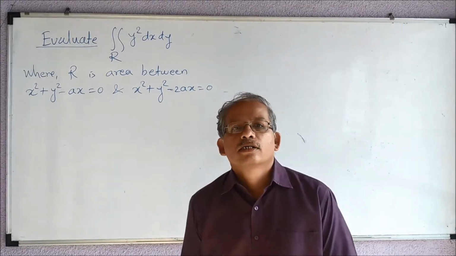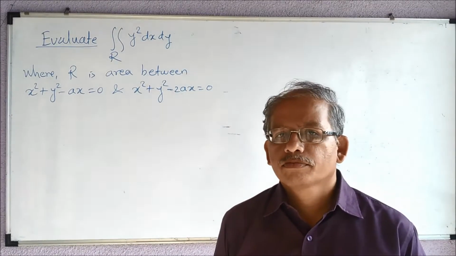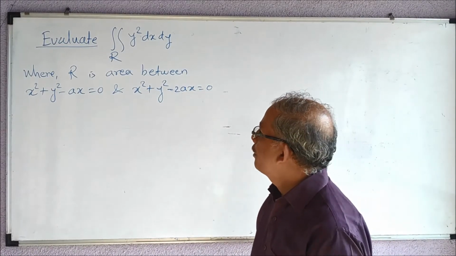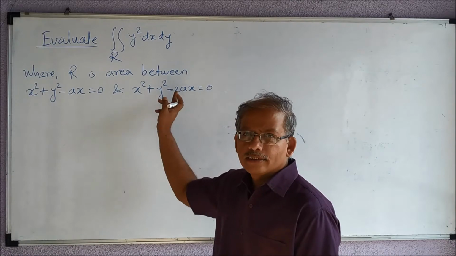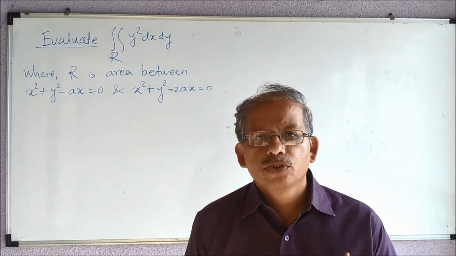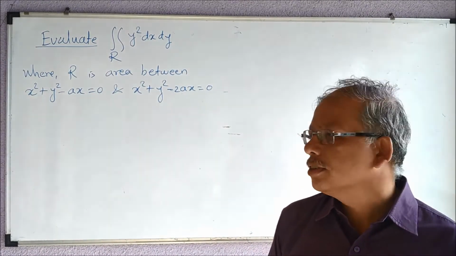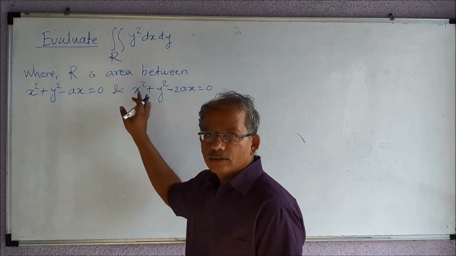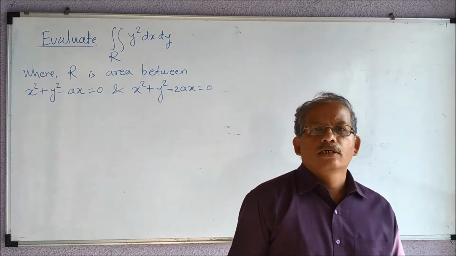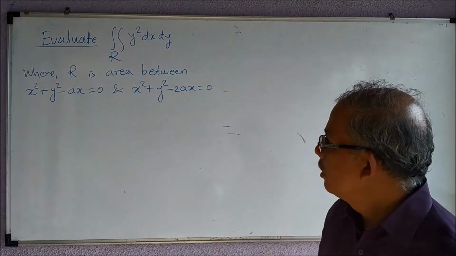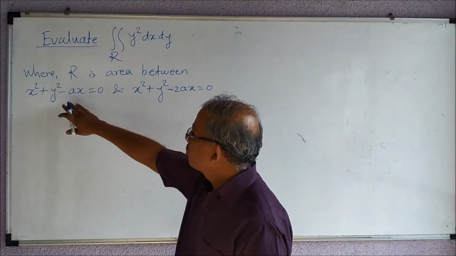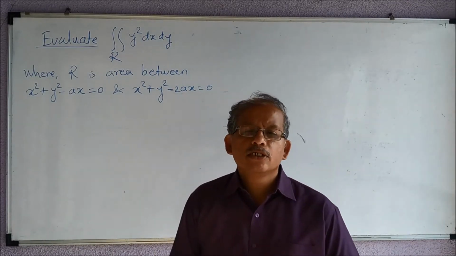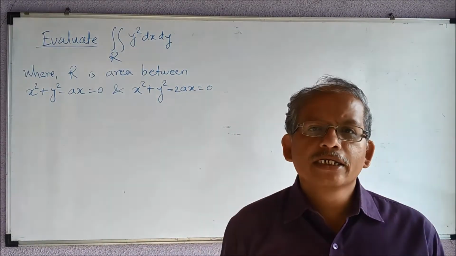Hello friends. Today let us take one example where the integration is given over this region R, and R is the area between these two circles. Now we should understand first of all the geometry of these circles. So let us find out what these circles are and how we can draw them on a paper. To draw these circles, we need their center and radius. The center and radius can be easily obtained by using the completing squares method.